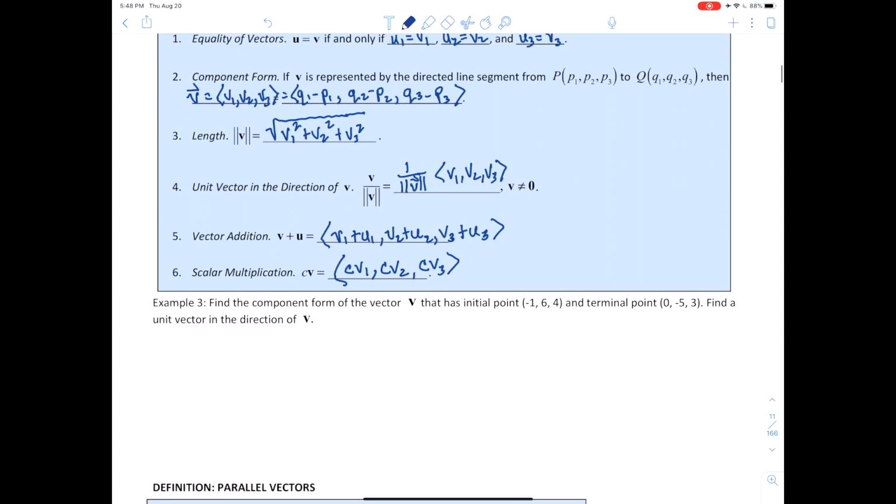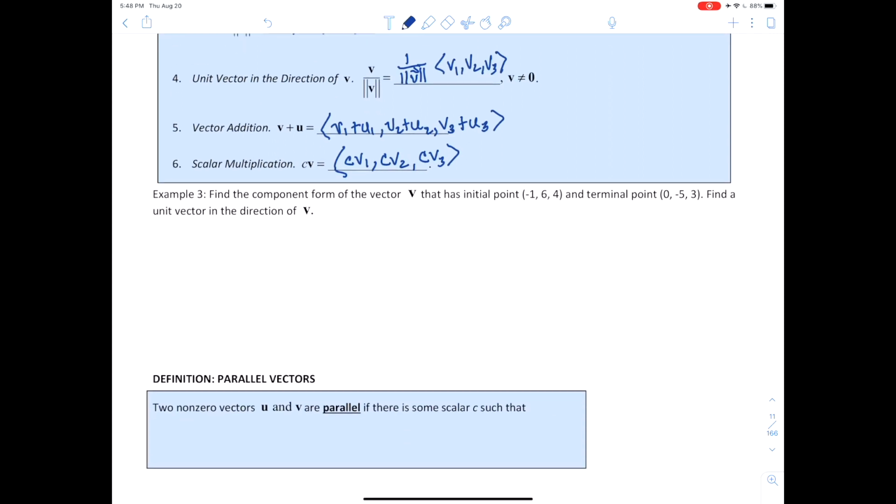All right, so now find the component form of the vector v that has initial point -1, 6, 4 and terminal point 0, -5, 3. And then let's also find a unit vector in the direction of v. So, okay, go ahead and pause the movie if you want and work it on out. I'll give you a minute and then I'll come back. On your mark, get set, go! You can do this! Woo! Okay, let's see how you did.